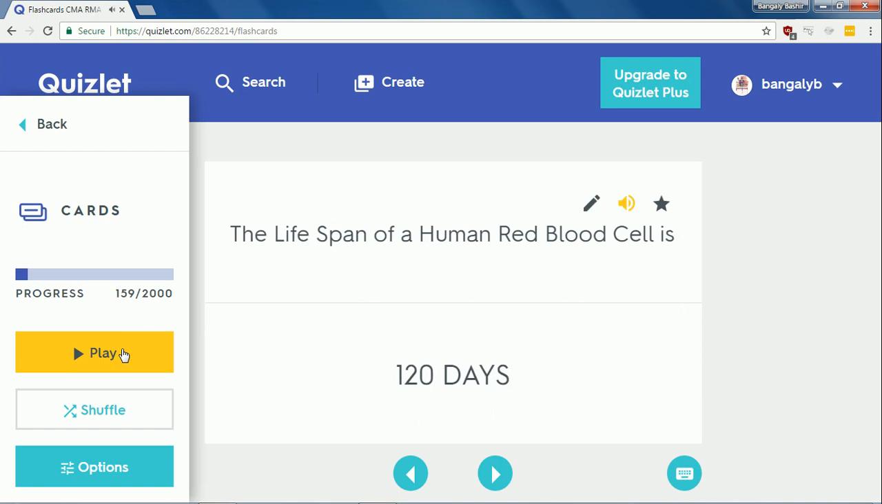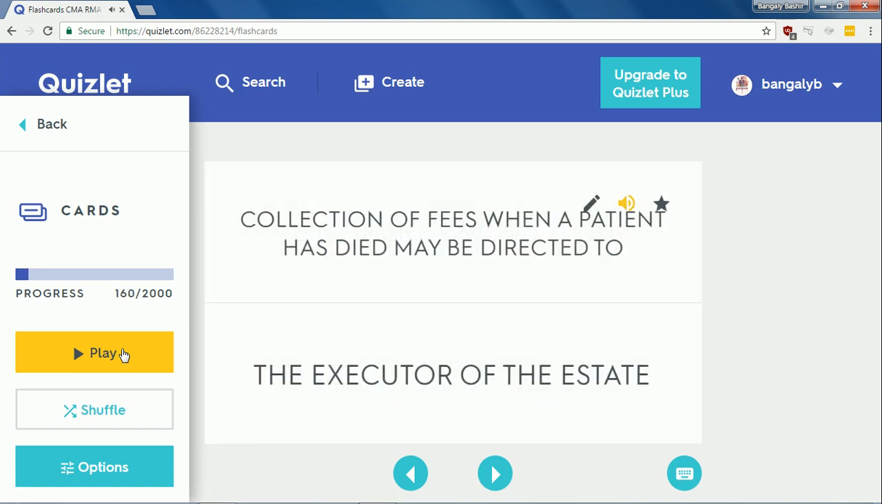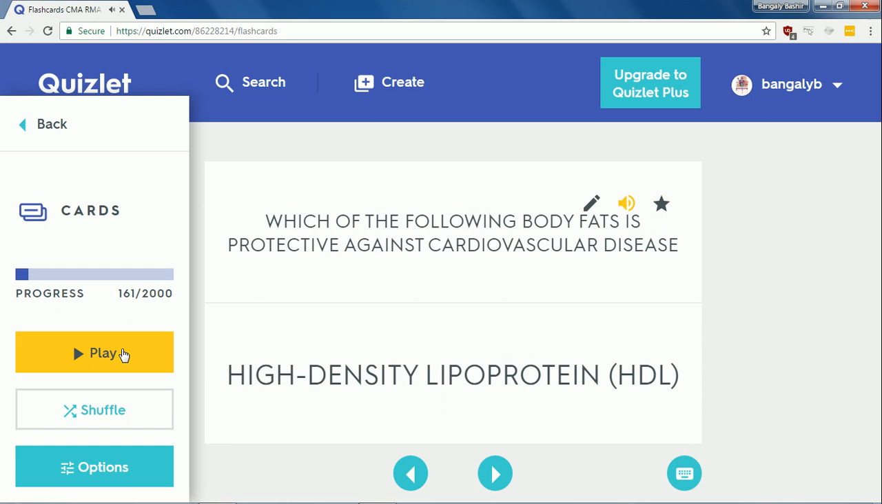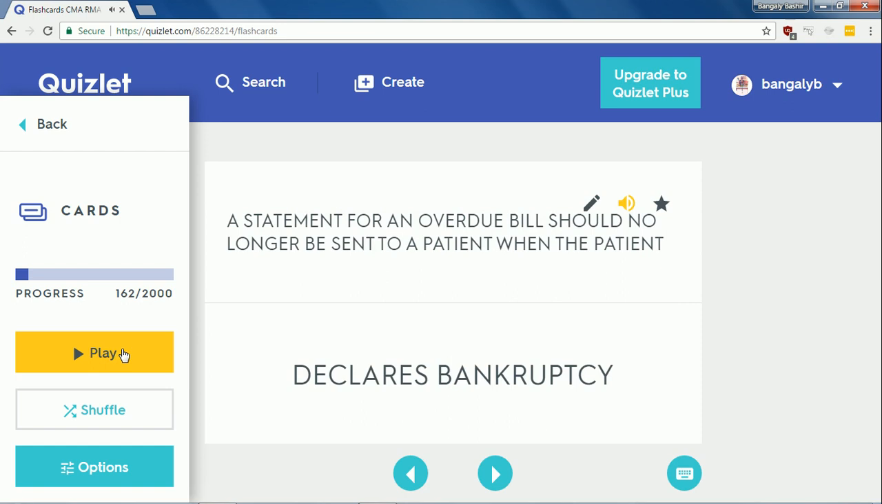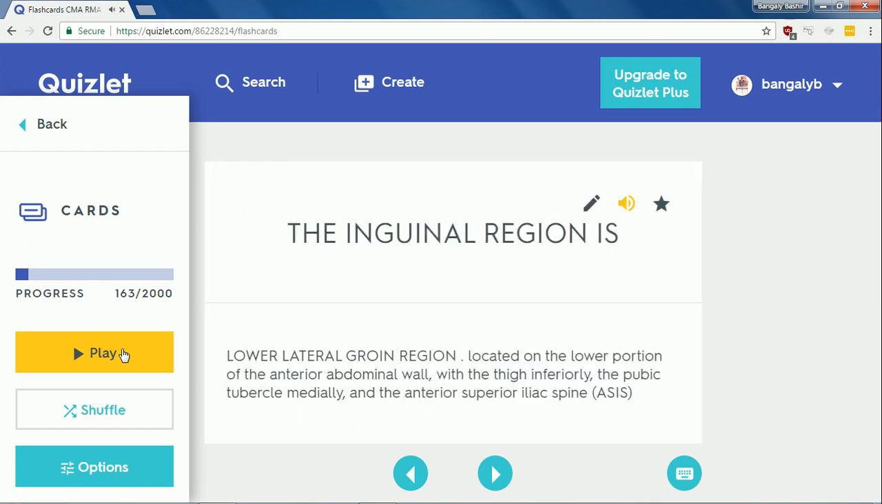The lifespan of a human red blood cell is 120 days. Collection of fees when a patient has died may be directed to the executor of the estate. Which of the following body fats is protective against cardiovascular disease? High-density lipoprotein. A statement for an overdue bill should no longer be sent to a patient when the patient declares bankruptcy. The inguinal region is the lower lateral groin region, located on the lower portion of the anterior abdominal wall with the thigh inferiorly, the pubic tubercle medially, and the anterior superior iliac spine.